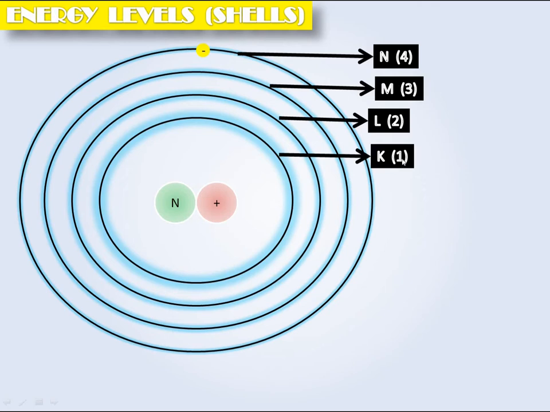But keep in mind that 1, 2, 3, 4 is the main way we label these energy levels to make things much easier.